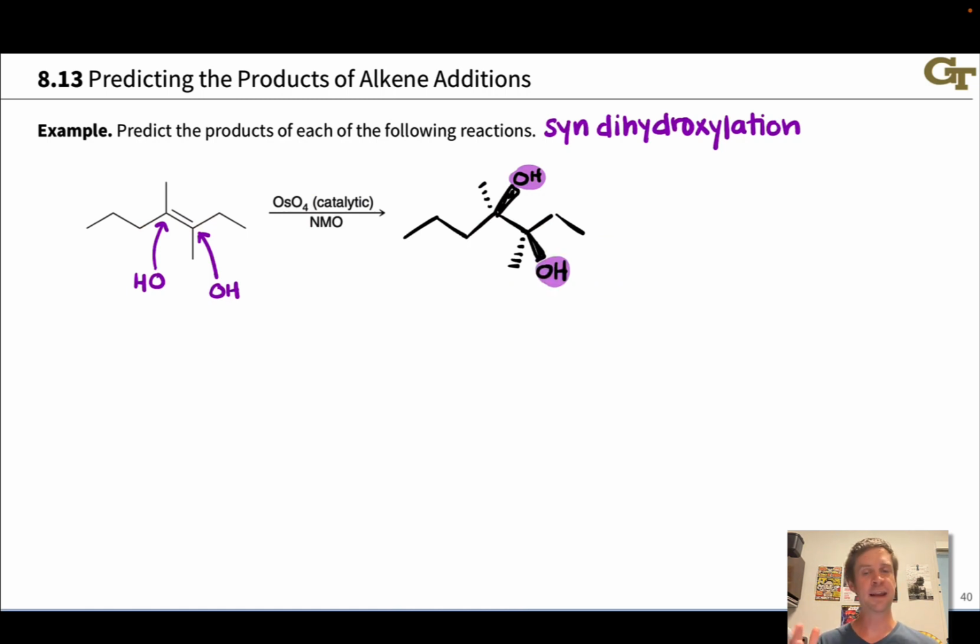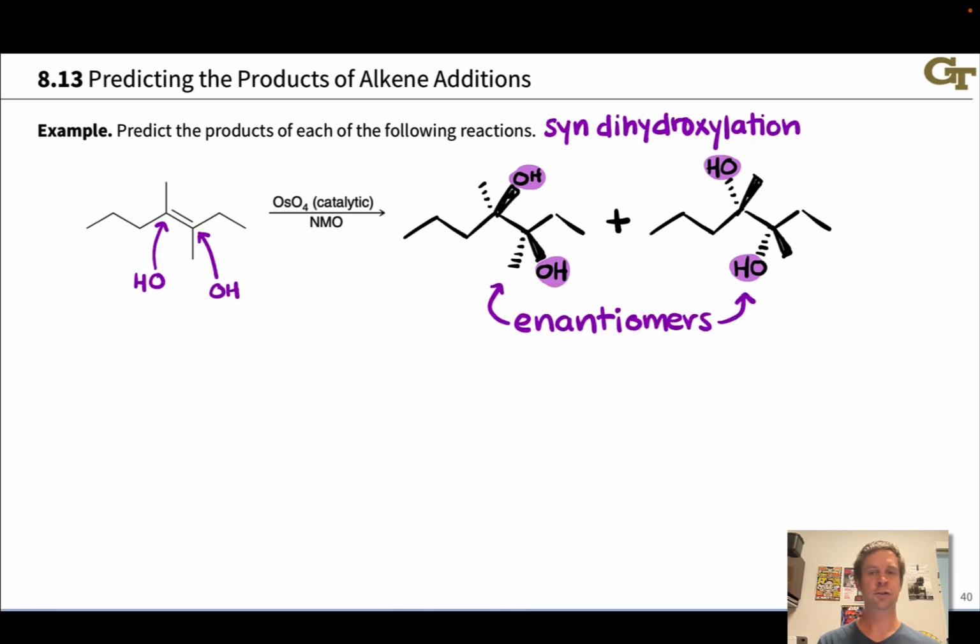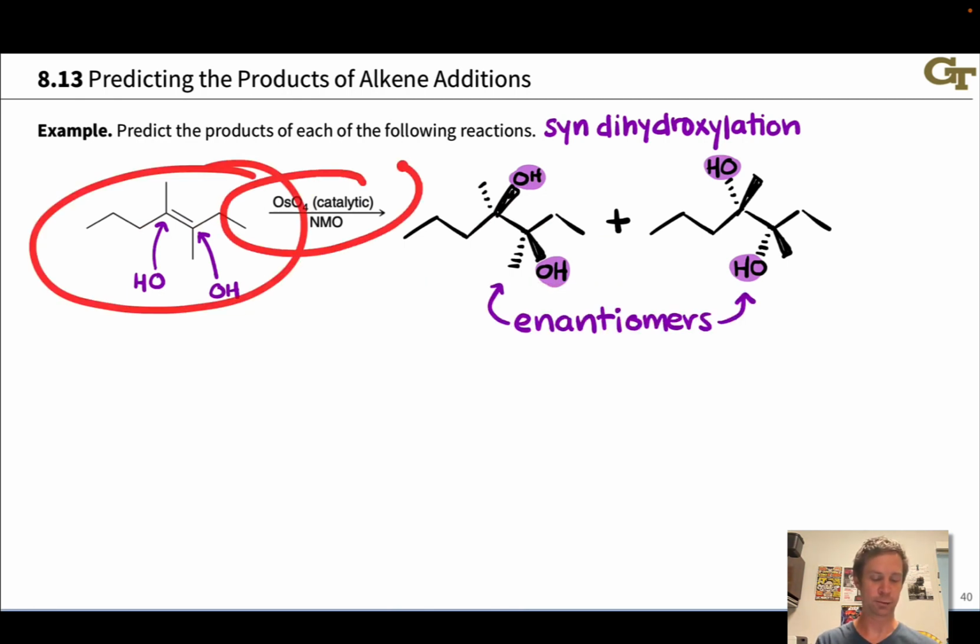Of course, at the same time, the two OH groups could add from the opposite side underneath the alkene, and in that case, we would get this product, which is not the same as this. These two are enantiomers, and here we've got an achiral alkene, achiral reaction conditions.